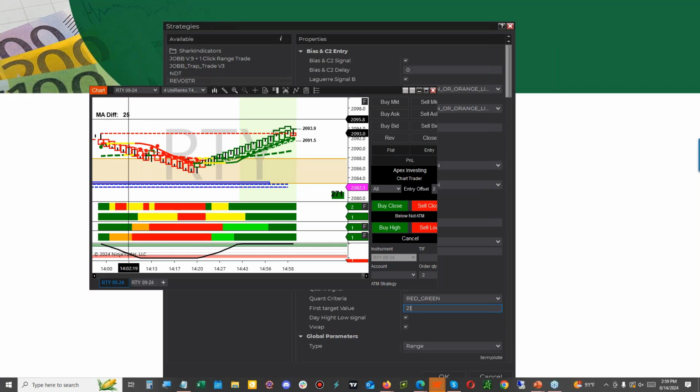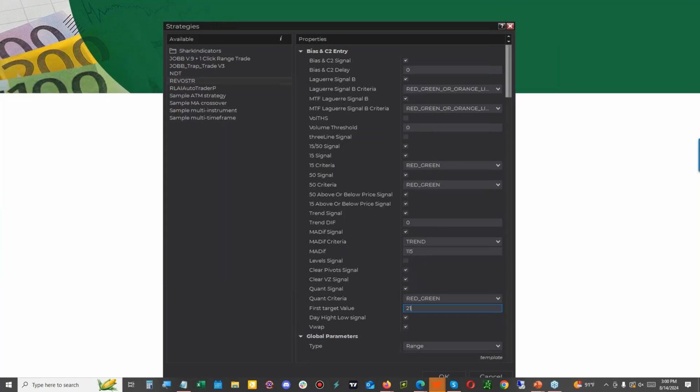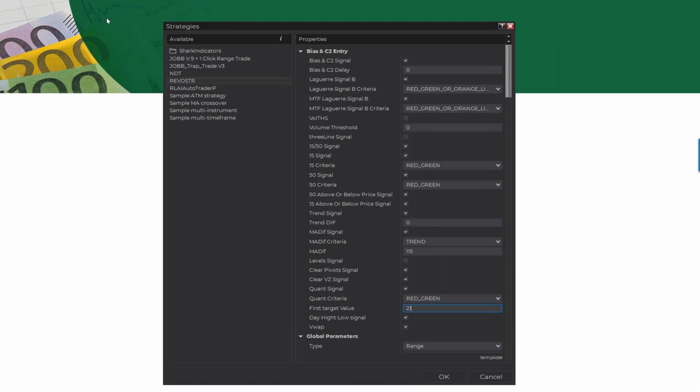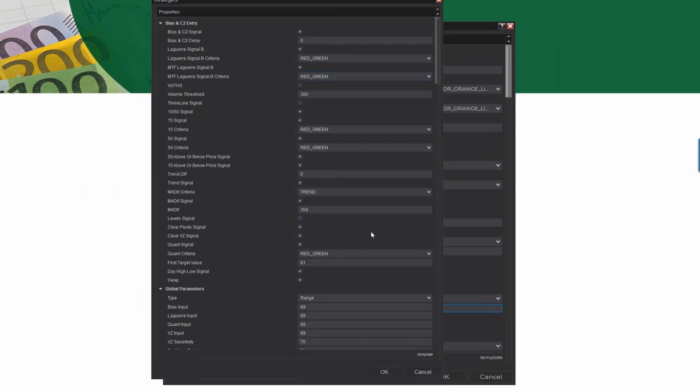So we have different MA diffs for different bar sizes and different markets. When the MA diff gets too high, we don't take trades, because why would you want to take a trade when you're expecting a pullback? All right, so let me open that up again and pull this back down. On this particular setup, we don't trade above 350.